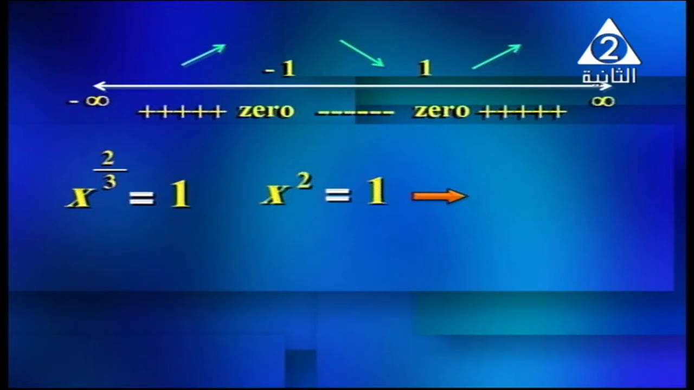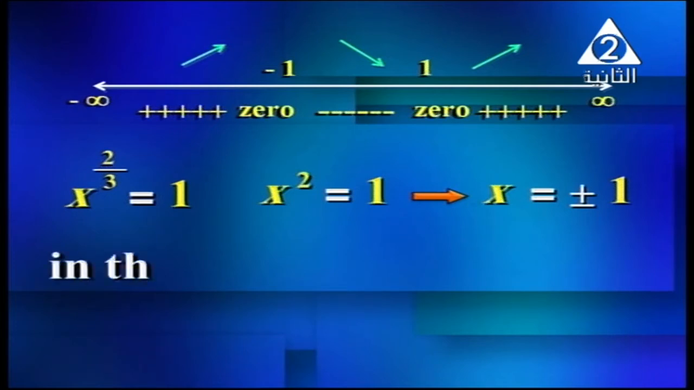In this case, we have a method to find the value of x: raise both sides to the power 3. The left-hand side x^(2/3) to the power 3 equals 1 to the power 3 equals 1. Then the left-hand side becomes x squared equals 1. What is the value of x? Positive or negative 1. Then, my dear student, we have 3 intervals. First interval from negative infinity to -1. Second interval from -1 to 1. Third interval from 1 to infinity.